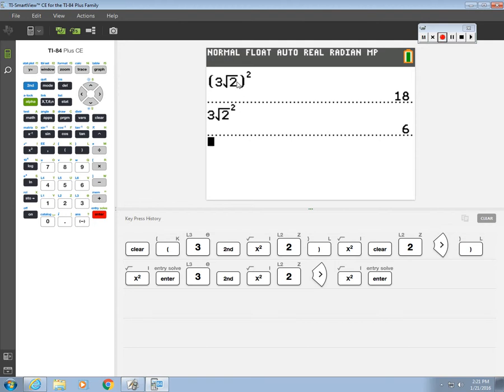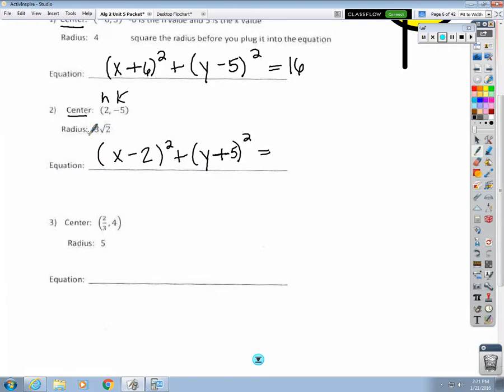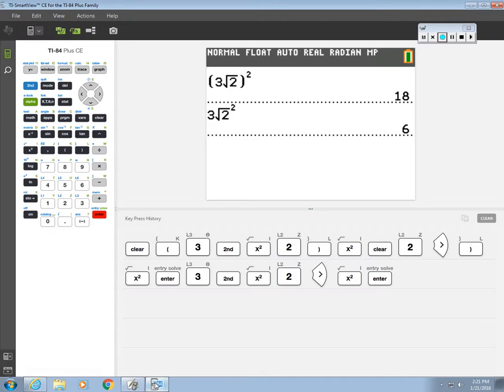Correct, the top one. Because what is the radius that they gave us? Look at the paper. What's the radius? 3 square root 2. And aren't you supposed to square the entire radius? Yes. In this particular way of typing it in, the only thing being squared is the square root of 2. That's not fair to the 3 because it's also part of the radius. The whole radius is 3 square root 2. So to show the calculator that you want to square all of it, you have to put it in parentheses. Does everybody understand? So it equals 18.